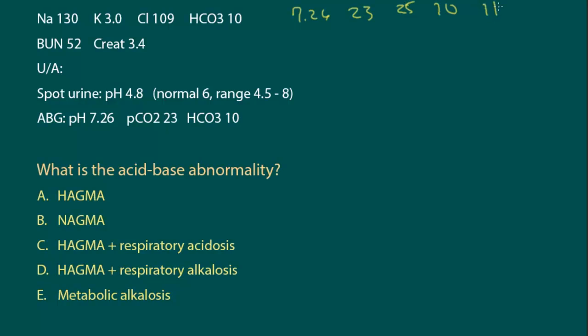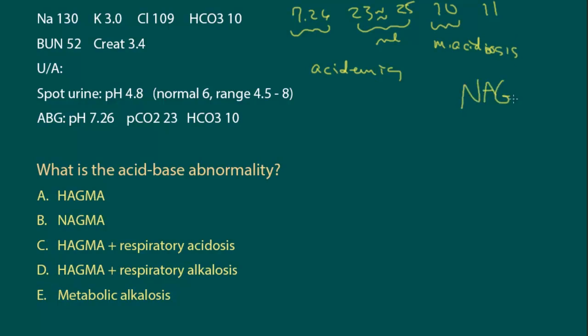Going left to right, this patient has an acidemia. PCO2 is about equal to expected PCO2. There's no additional respiratory acidosis or alkalosis. Bicarb is 10, definite metabolic acidosis. Anion gap is normal. This patient has a NAGMA, a normal anion gap metabolic acidosis.